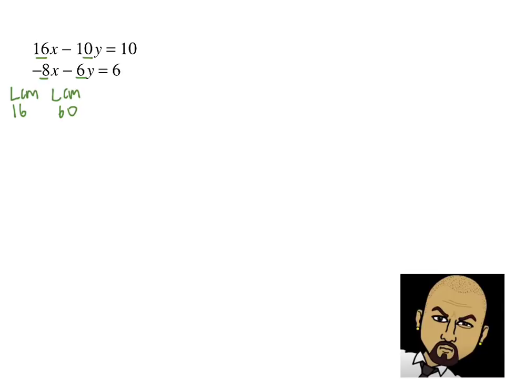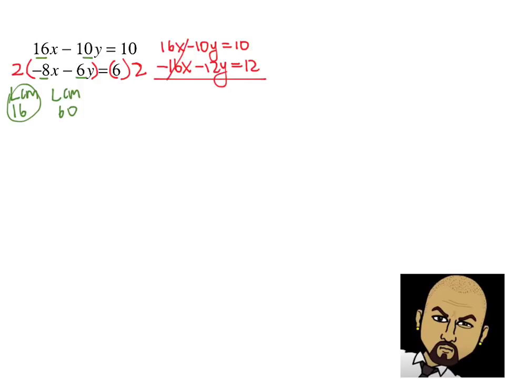And so what I'm going to do is try to eliminate the x's because one of them is already 16. So I only have to multiply one of the equations by using the distributive property. And so let's keep the first equation because it's already the least common multiple of the coefficient. And we're going to multiply both sides of our second equation by 2 because that's going to give us an x value of -16. That way we're able to eliminate. So I already went ahead and distributed, and now we can see that the x's can be eliminated.